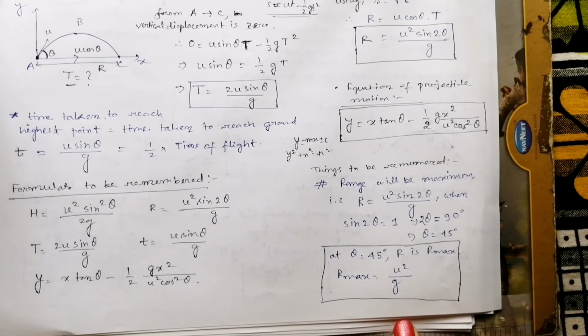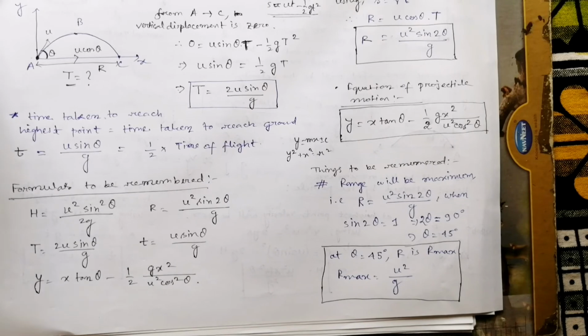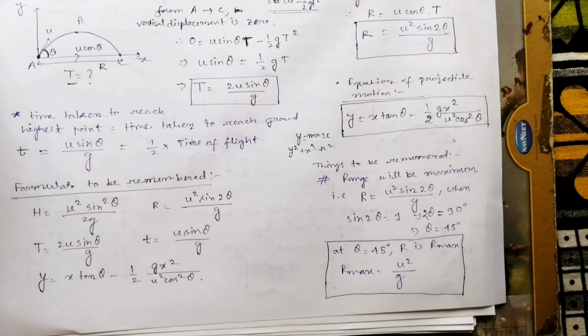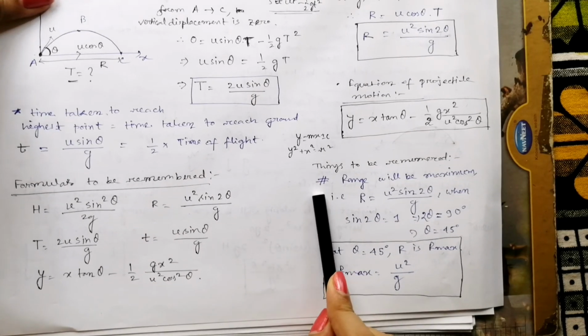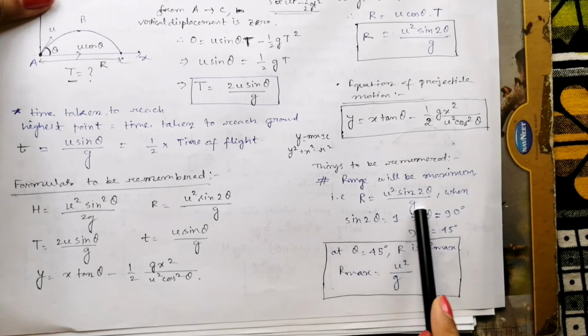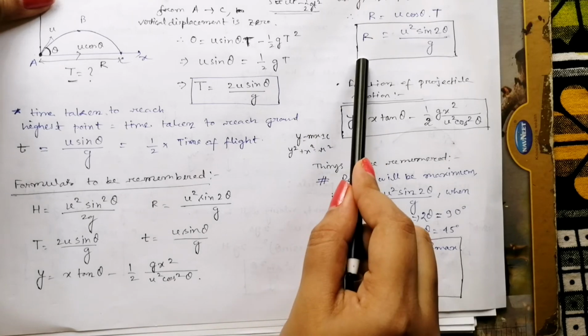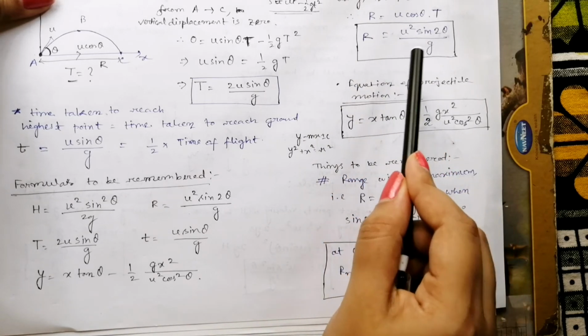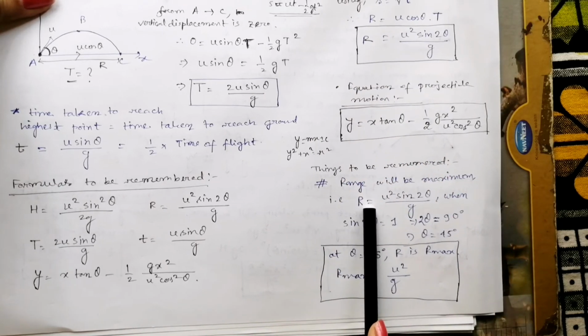Let me tell you some important points that will help you to do problems on projectile motion. You have seen there are some problems or some MCQs that we can answer within a second if we remember some points. Number one, range. If it is asked when the range of a projectile will be maximum, then you know the formula that I have already derived, r equal to u square sin 2 theta by g. So when will r be maximum?